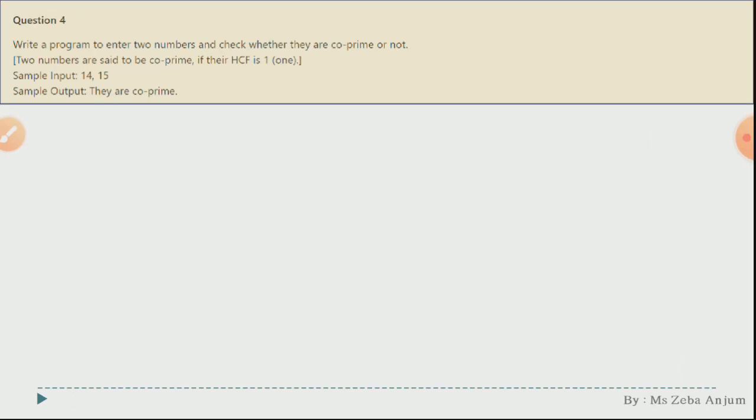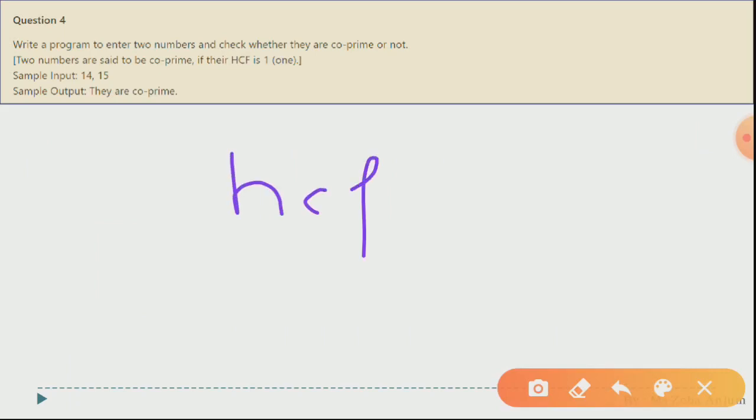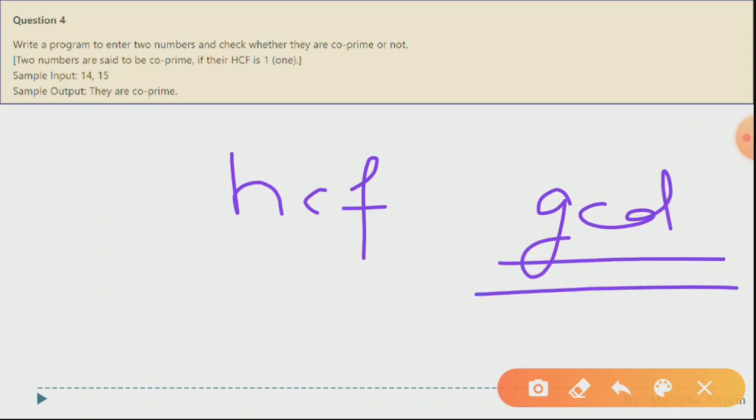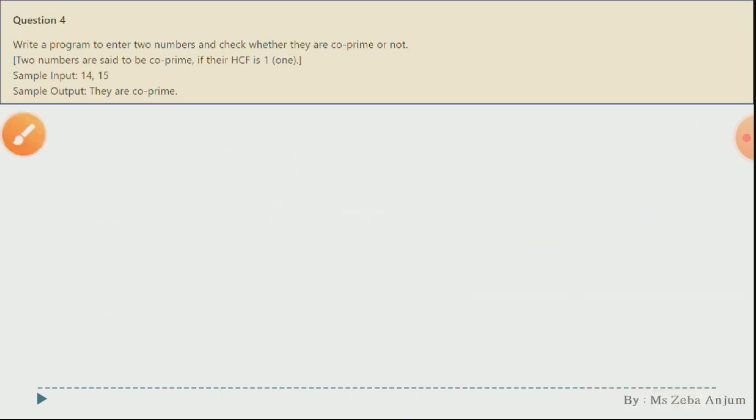Now see over here, write a program to enter two numbers and check whether they are co-prime or not. There is a hint given below. Two numbers are said to be co-prime if their HCF is 1. So basically what you have to find is the HCF, and please remember that HCF is basically your GCD. You already have a sample program in which you are finding this GCD. Right now, you have to take two numbers from the console and check the GCD of those two numbers.